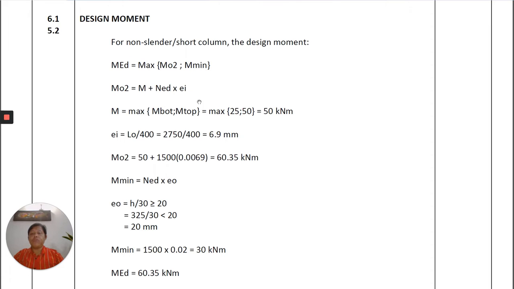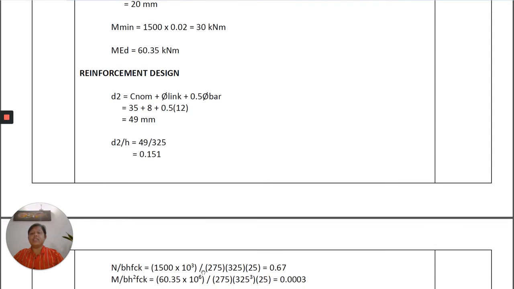We compare these two values here, 60.35 and 30. Therefore, the design moment is equal to 60.35 kNm. Next is to design the main reinforcement.